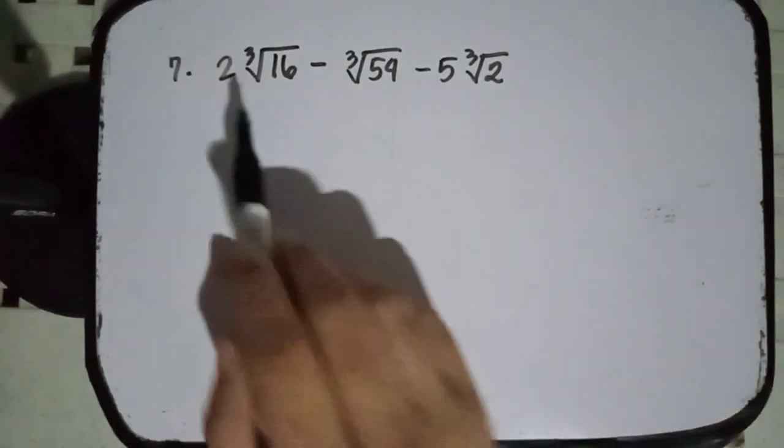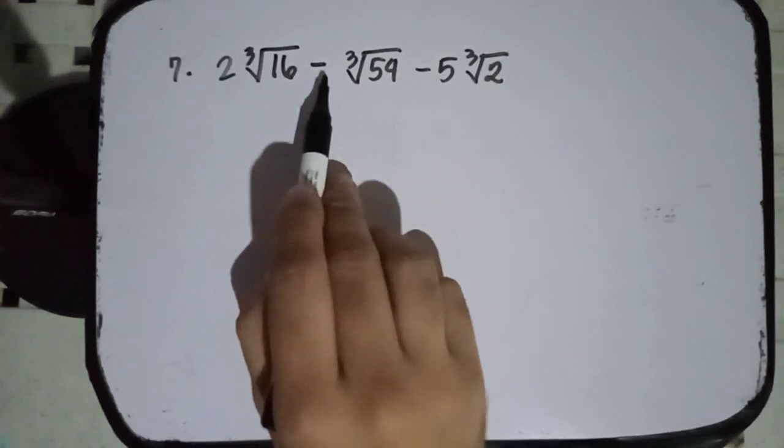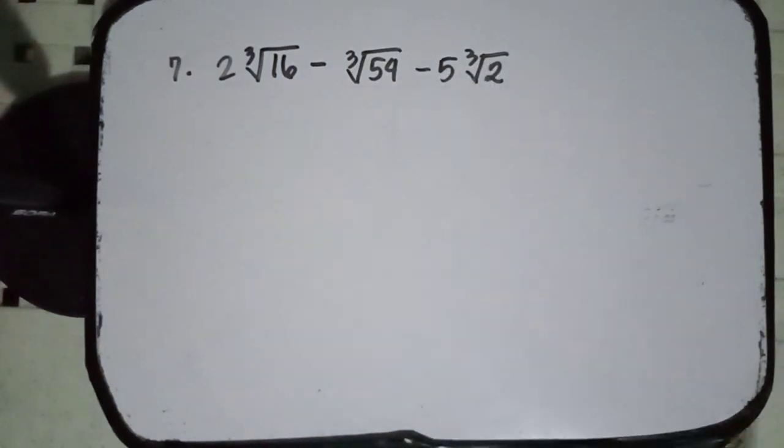Next is number 7. We have 2 times cube root of 16 minus cube root of 54 minus 5 times cube root of 2.